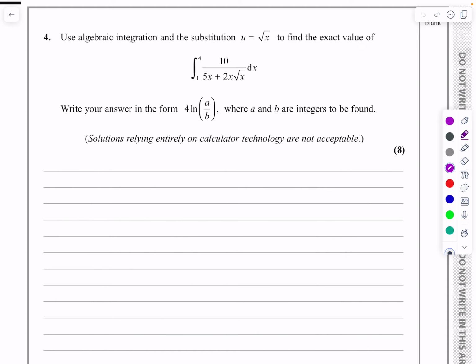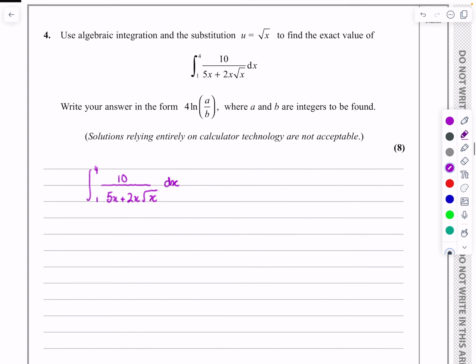So we've got the integral between 4 and 1 of 10 over 5x plus 2x root x dx. And quite helpfully, they're telling me to make the substitution that u equals root x, or in other words, u equals x to the half.